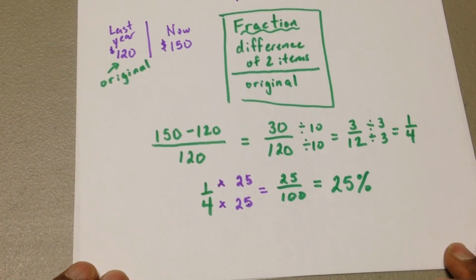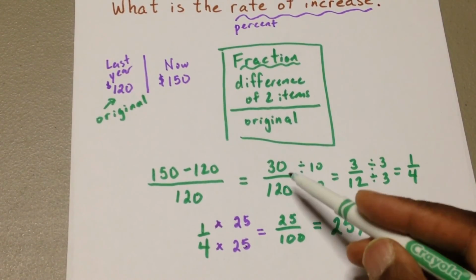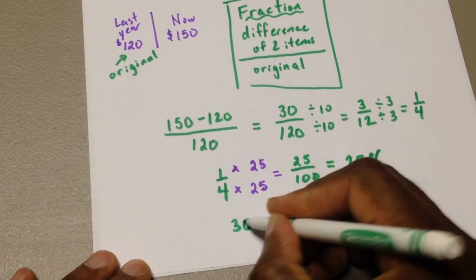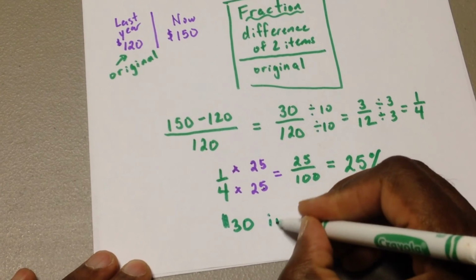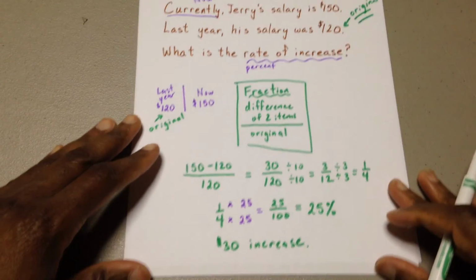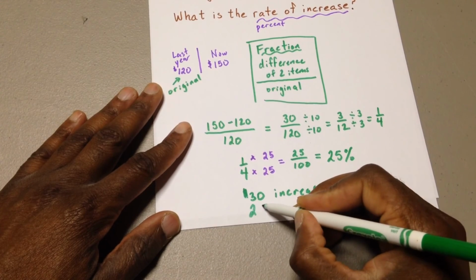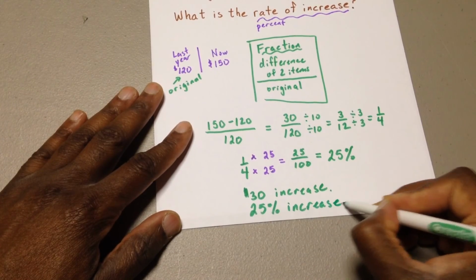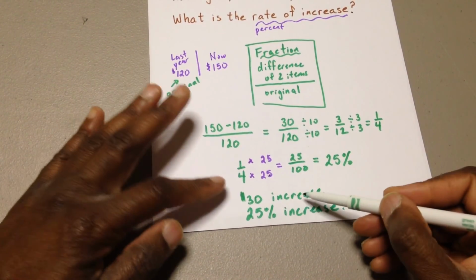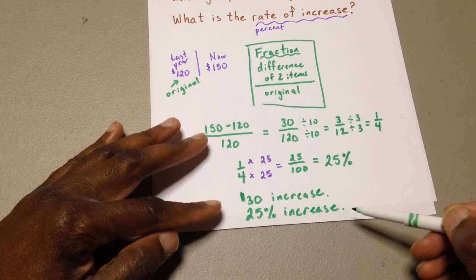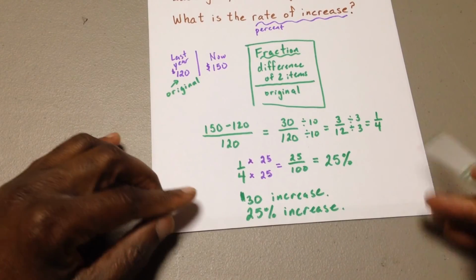So let's go back. Remember, Jerry's salary, he went up, right? He made some more money. And his money increased by $30. So he has a $30 increase. So now the $30 increase will be equivalent to him having a 25% increase in salary. Okay, so it's $30 in terms of the actual amount of money, but from a percent perspective, it's going to be a 25% increase.